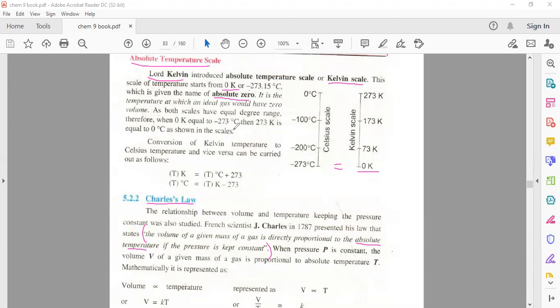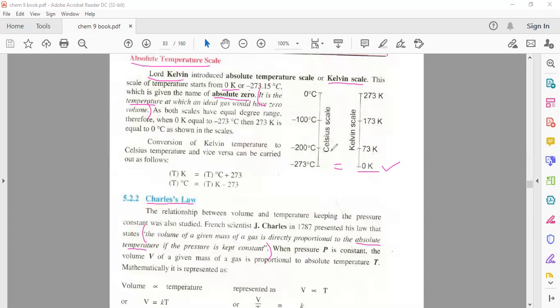What is this absolute zero? It is the temperature at which an ideal gas would have zero volume. This absolute zero is the temperature where scientists consider that the volume of gases will be zero. So both the scales have some range. Here you can see 0 to 273 Kelvin, and this is minus 273 degrees Celsius to 0. You can change between both the scales.